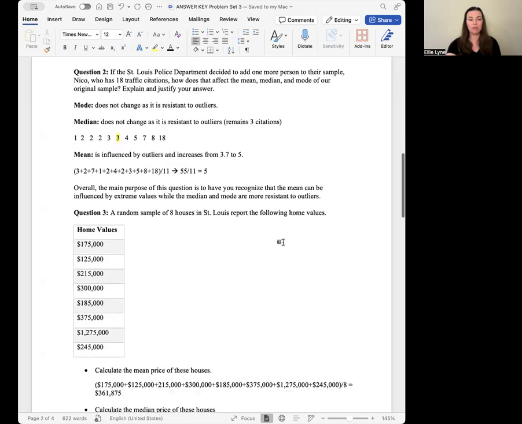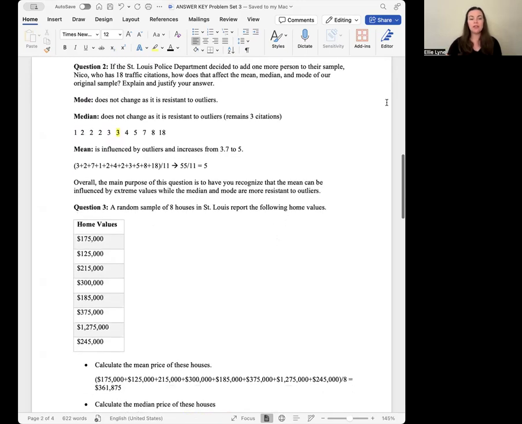Moving on to question number 2. If the St. Louis Police Department decided to add one more person to their sample, Nico, who has 18 traffic citations, how does that affect the mean, median, and mode of our original sample? Explain and justify your answer.